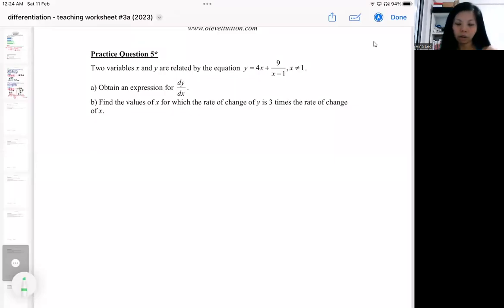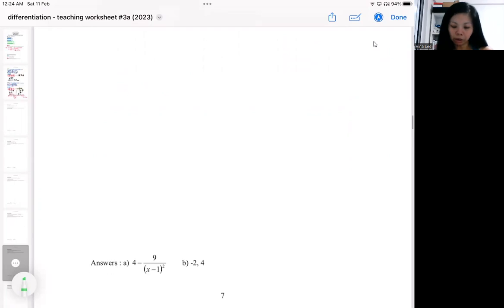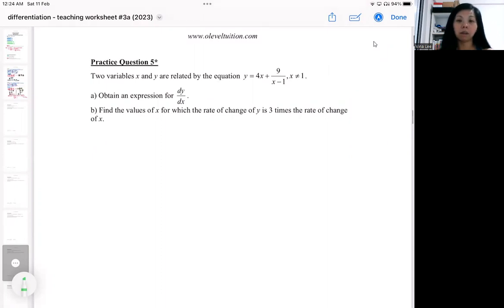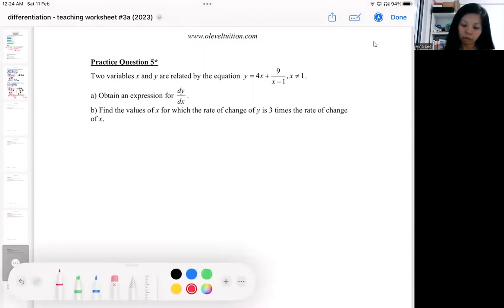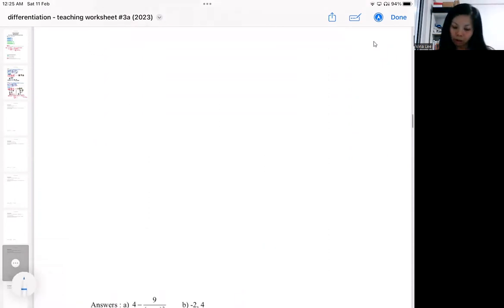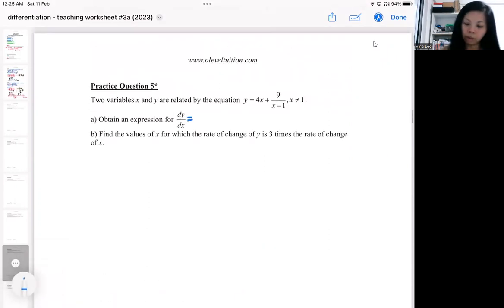Okay, so this is one of the O-level questions where they ask about the basic rate of change. So I'm not going to go through part A. I'm going to presume that for part A you are able to get it. So I will be getting a 4 minus 9 over this.